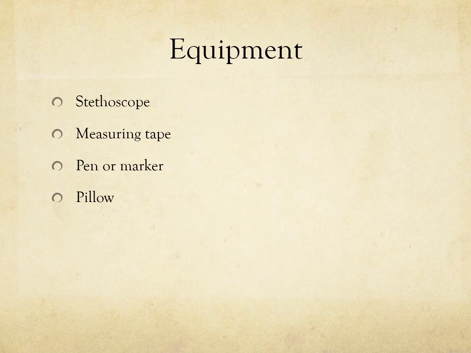A pen or marker, this can be used to mark landmarks or measurement areas during certain assessments. Maybe we're doing abdominal girth daily, want to measure in the exact same location each time for accuracy. And finally, don't underestimate the importance of a pillow. Patients' positioning and comfort really matter a lot during abdominal assessment, so placing a pillow under the patient's knees can help relax the abdominal muscles and make palpation easier and more accurate.